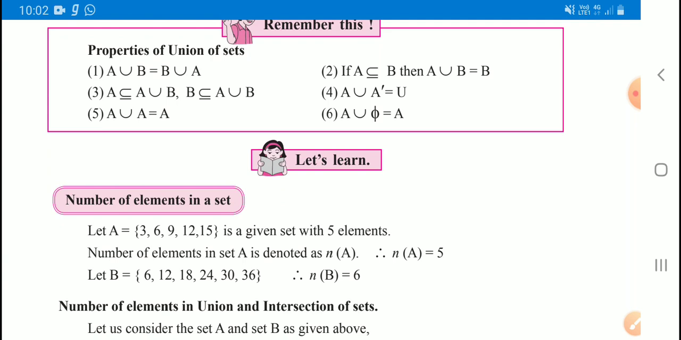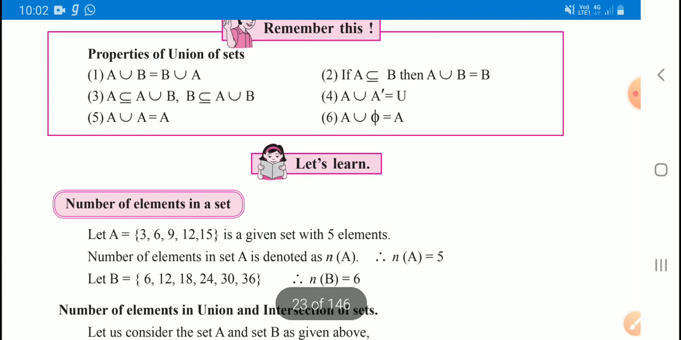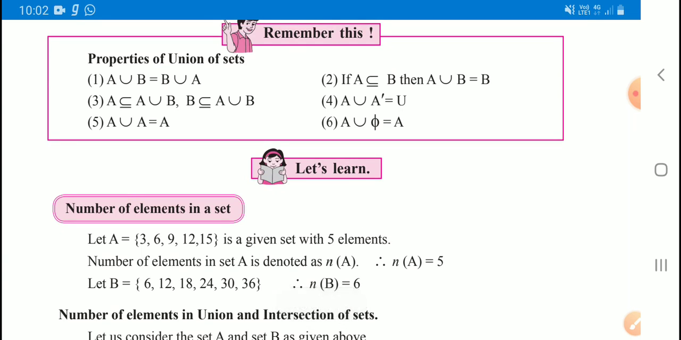If we take the union of a particular set and its complement, then we will get the universal set. Next, A union A complement is equal to U. Next, A union A means union of the same set, it will be that particular set only. That's why A union A is equal to A. A union phi means A union null set or empty set. Then it will be the same set. So A union phi is equal to A.